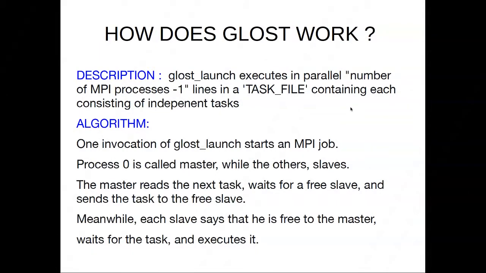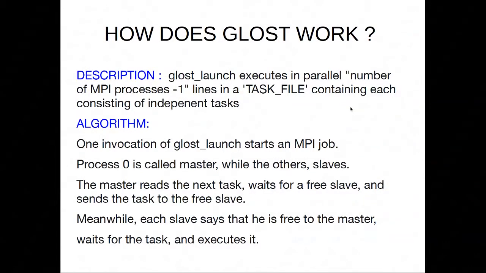So the algorithm, again, nice description. You're running GLOST launch on the task file, which creates an MPI job and starts processing all the lines. The first process is the master that starts, as usual with MPI, and all the others are slaves. So the reason for minus 1 is that the slaves are the others, which are doing the work. The master's in charge of reading the tasks in the input file, and it waits till one of the slaves is free, and then it sends that line to the slave to execute that serial job.